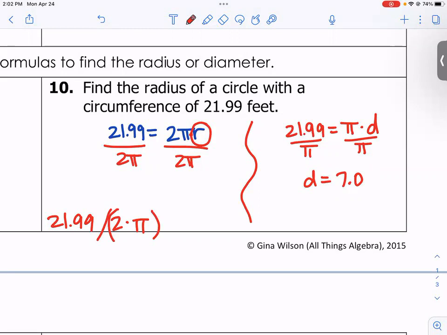Make sure you can get 3.5. We know our radius is 3.5. So make sure when you use 21.99 divided by the product of 2 pi, do you get 3.5?